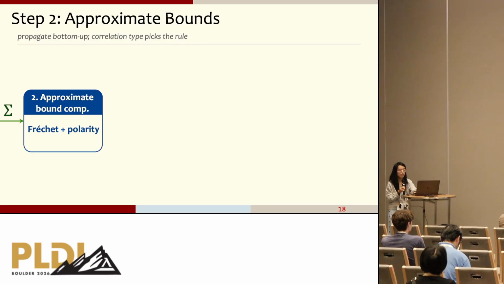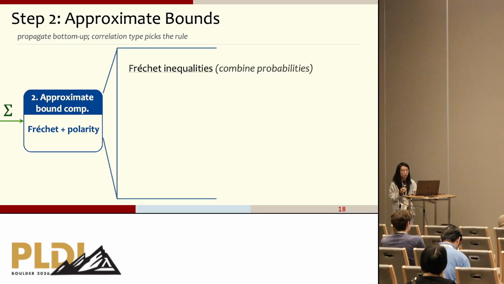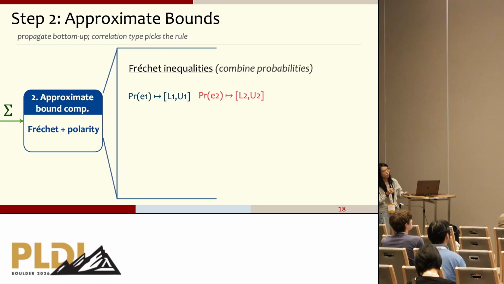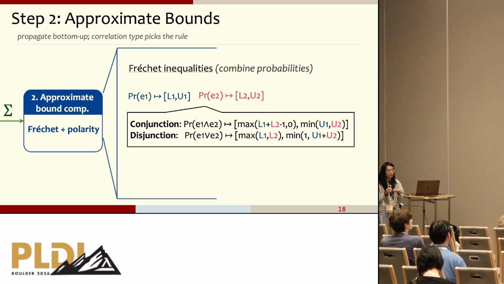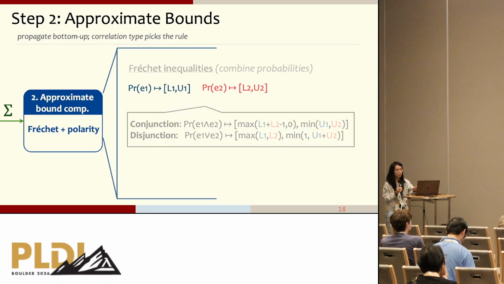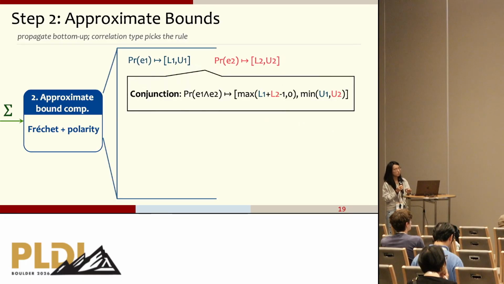So our second step is basically built on a known technique called Fréchet inequalities. It is used to combine probabilities together. For instance, if you have two expressions with their lower bound and upper bound, and you want to compute the probability of their conjunction or disjunction, you can apply these simple rules to do that. So this is pretty straightforward. However, it's not tight, and in actual cases, it's pretty loose.